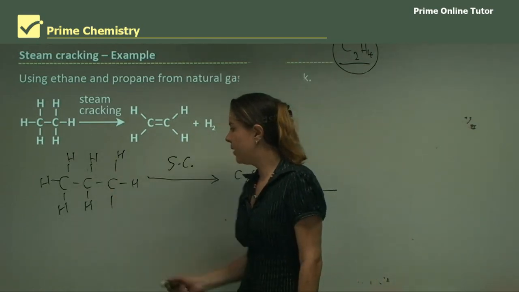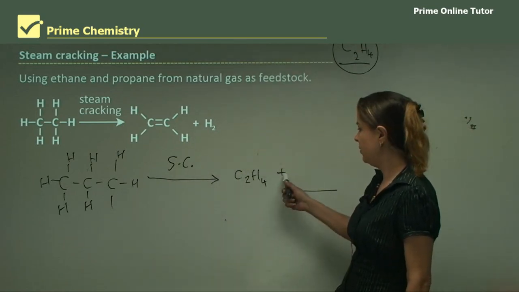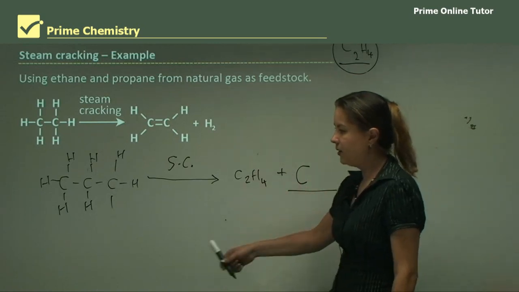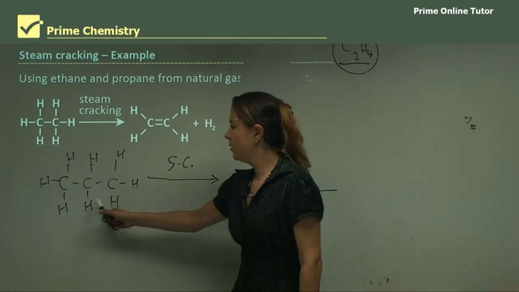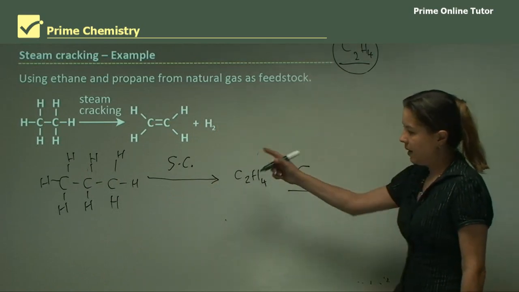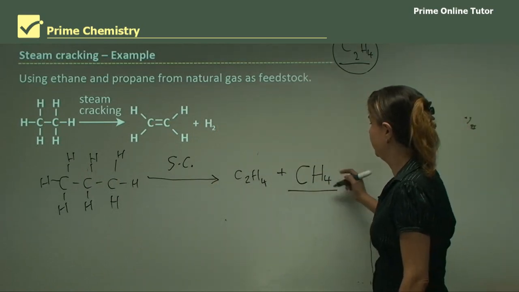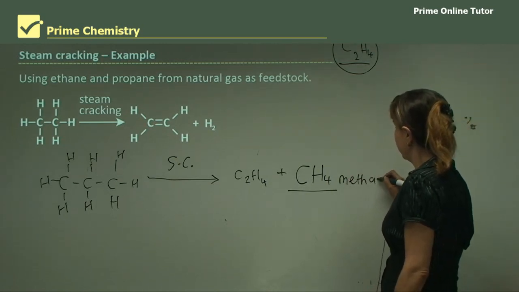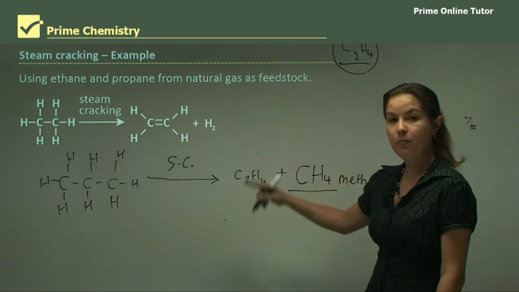On the left we've got 3 carbons, on the right there's only 2, so our product must have 1 carbon. Now count the hydrogens. 1, 2, 3, 4, 5, 6, 7, 8. 8 on the left, 4 on the right. 8 minus 4, you've got 4 left. What's that? Methane. So that's the byproduct of steam cracking propane.